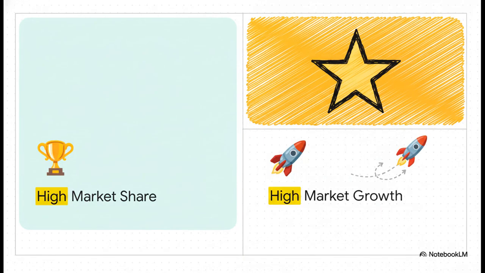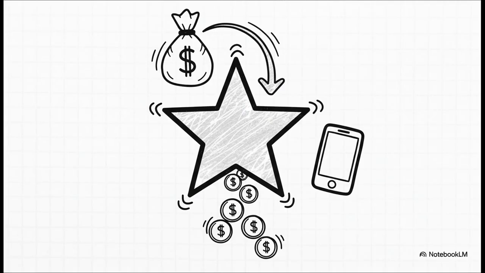First up, you've got your stars. These are the products that land in that top right box. They have a high market share in a market that is just growing like crazy. Now, stars are interesting because they make a lot of money, but they also use a lot of money.